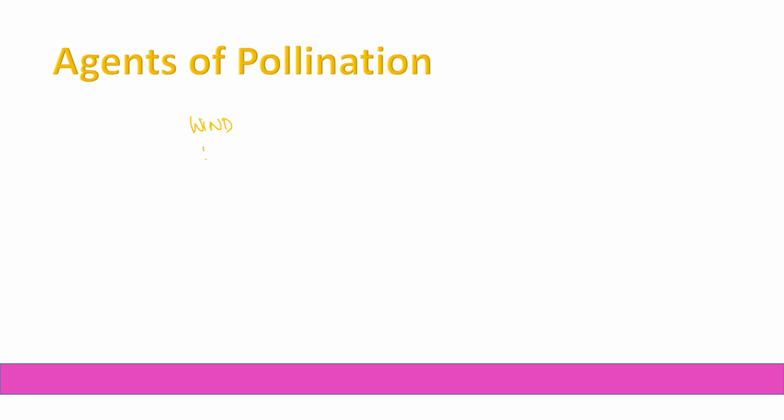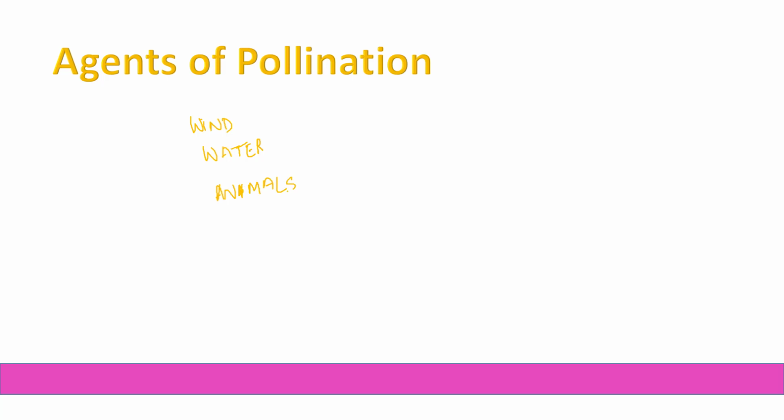Then you can have water. The plants which grow inside water or near water get pollinated by water as well. In the plants growing inside water, obviously water is the main agent. And then animals. Animals also help in pollination.